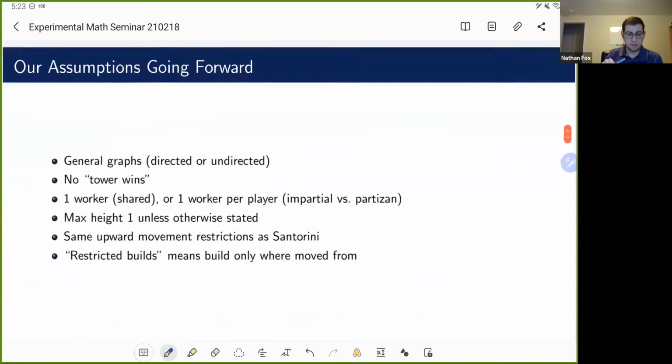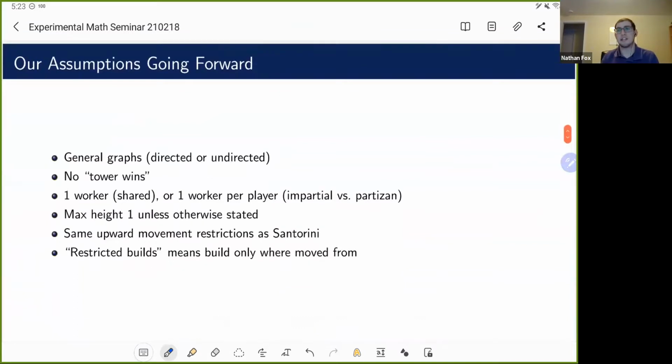Okay. So now I want to state the assumptions we're going to use going forward, and then the rest of the talk will be analyzing specific variants. So we're going to be assuming general graphs, directed or undirected. So we're not going to be playing on grids. We're always going to be assuming there's no tower wins. We're always going to be assuming there's either one shared worker or one worker per player. And we're also going to always be assuming the max height is 1 unless we state otherwise explicitly.